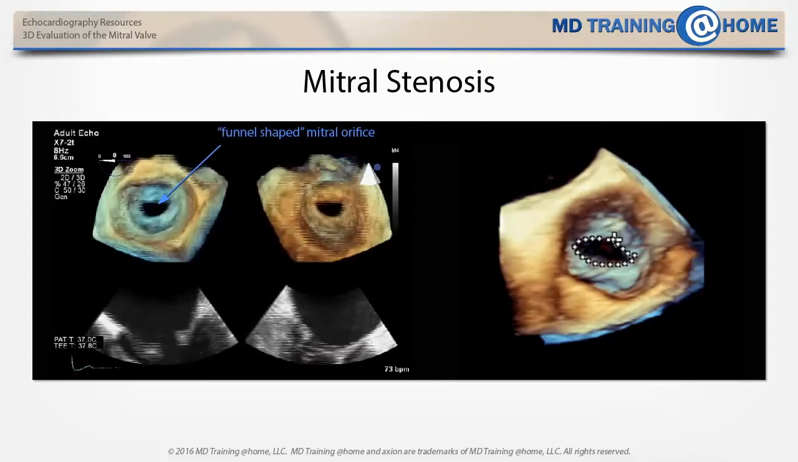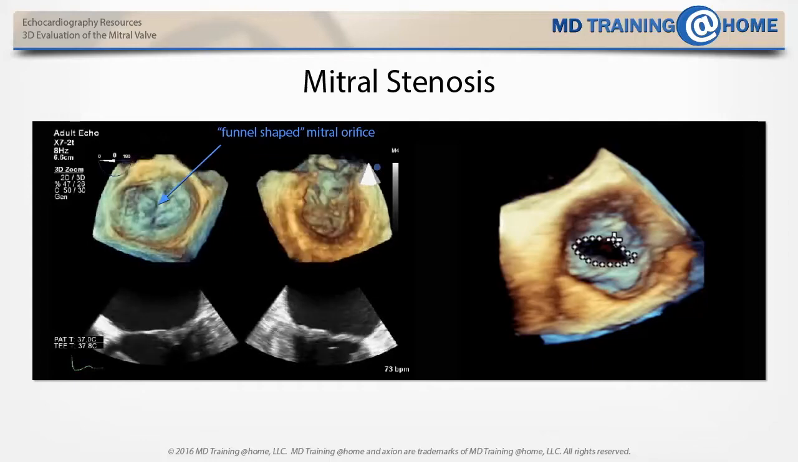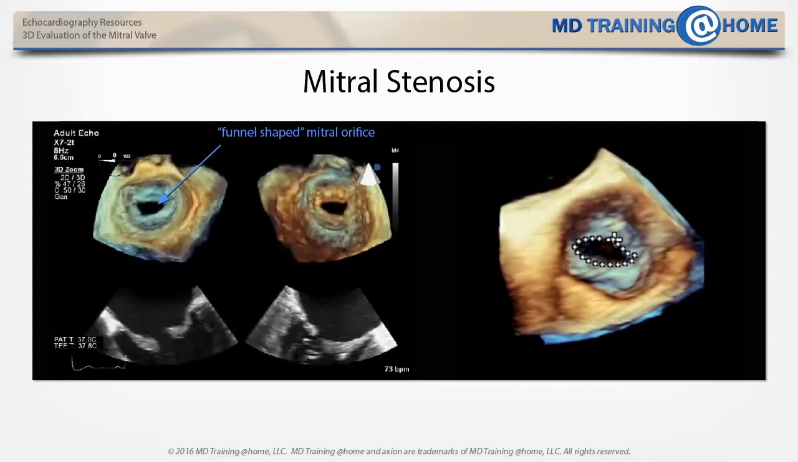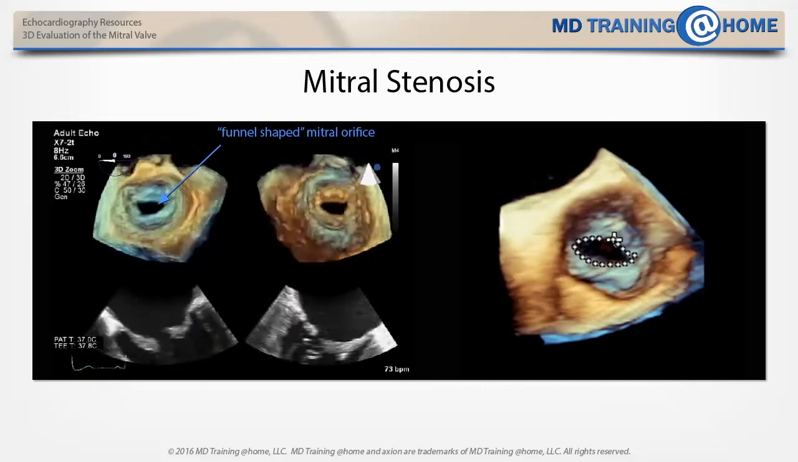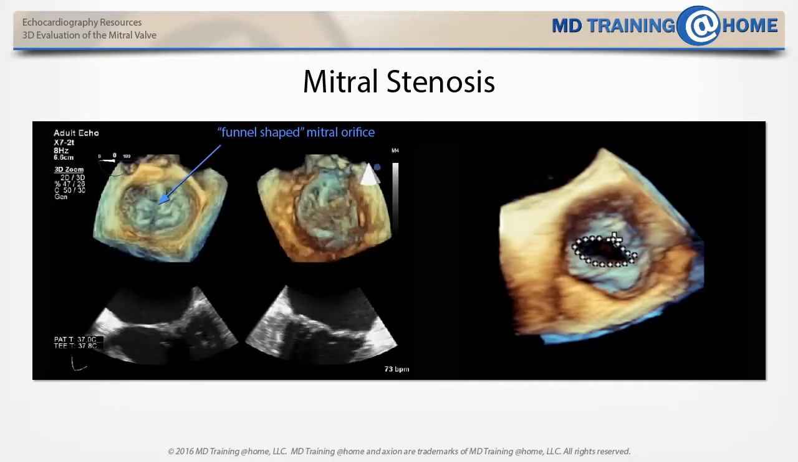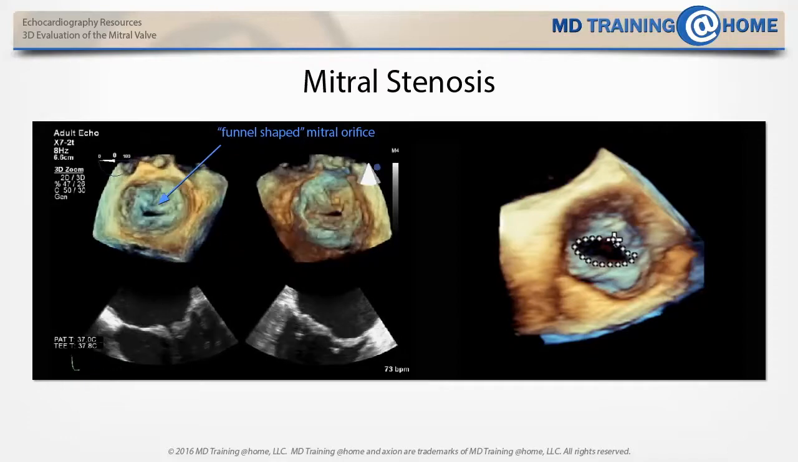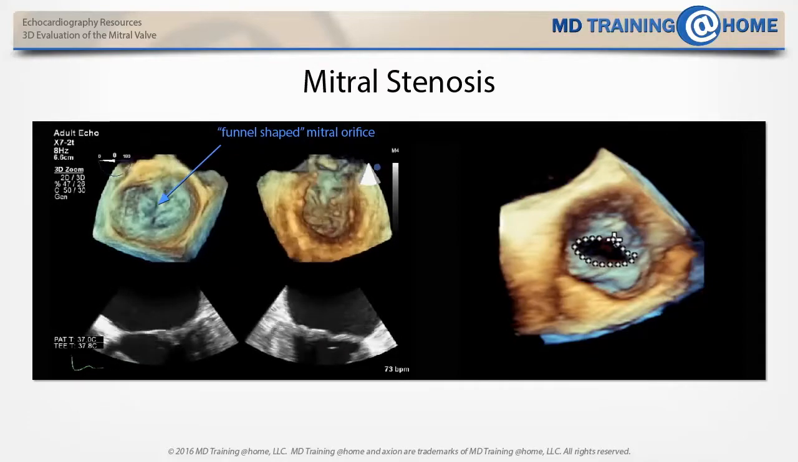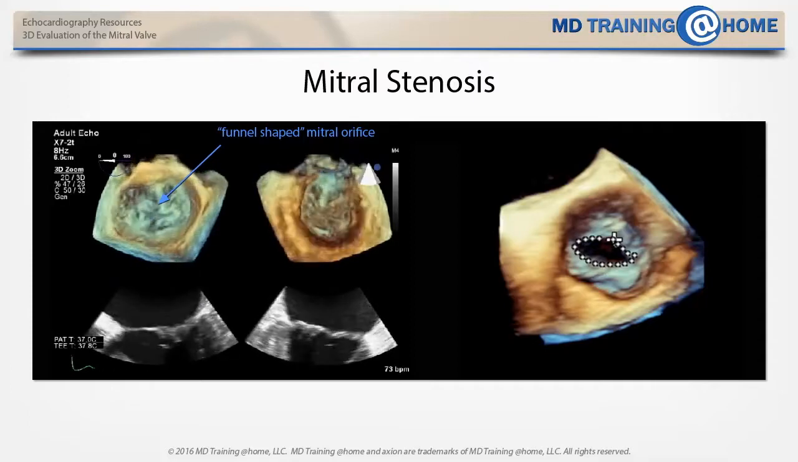3D echo assessment has been shown to be superior for grading mitral stenosis severity. Direct planimetry of the smallest orifice area by 3D echo is more accurate than 2D techniques and is not affected by the hemodynamic changes, unlike mitral valve area calculations by pressure half-time and continuity equation methods. They also have better correlation with invasive valve areas calculated by the Gorlin equation.